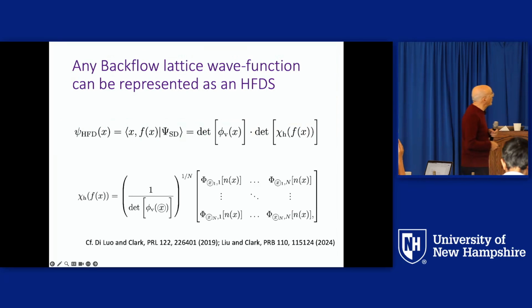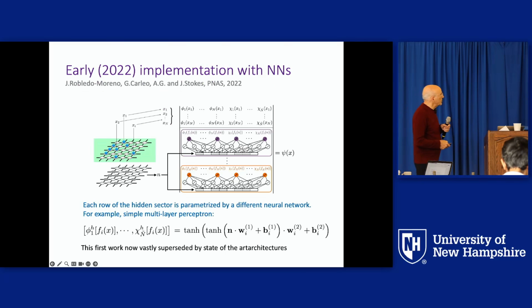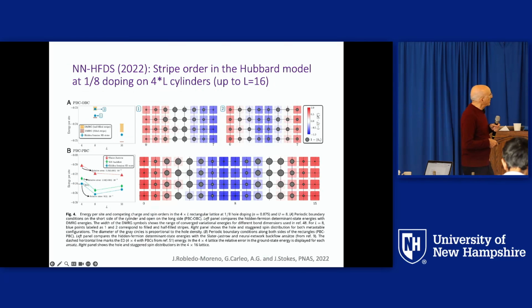You can also show that any backflow wave function on the lattice can actually be represented as a hidden fermion determinantal state. There is some loose qualitative connection between these approaches because you see that the amplitude of the wave functions that comes from the hidden fermions depends on the configuration of all the other fermions. Okay, so this is to put this in connection with other things.